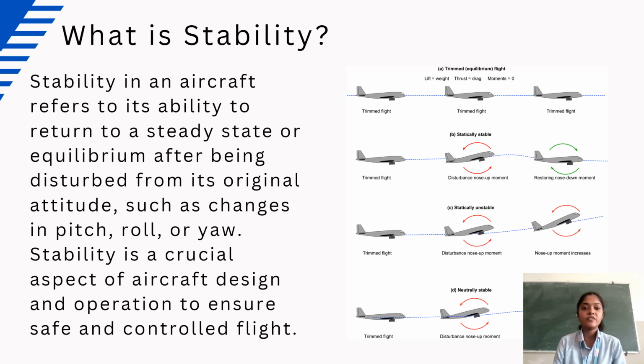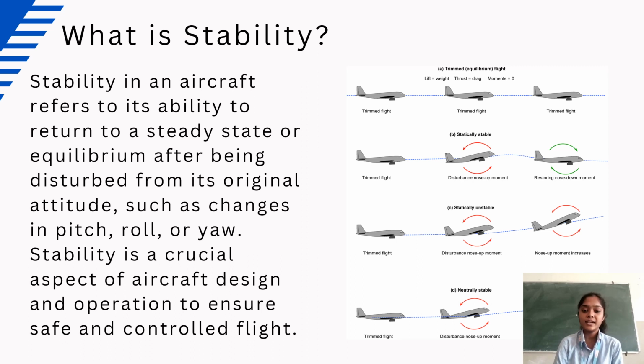Stability in an aircraft refers to its ability to return to a steady state or equilibrium after being disturbed from its original attitude, such as changes in pitch, roll, or yaw. Stability is a crucial aspect of aircraft design and operation to ensure safe and controlled flight. So here is an image below which shows the stability. I'll be explaining the image.